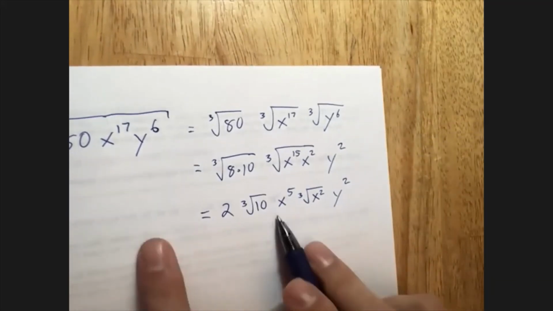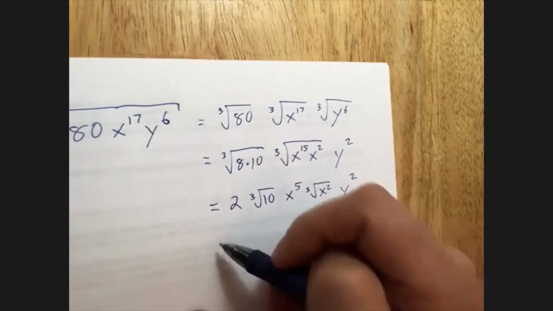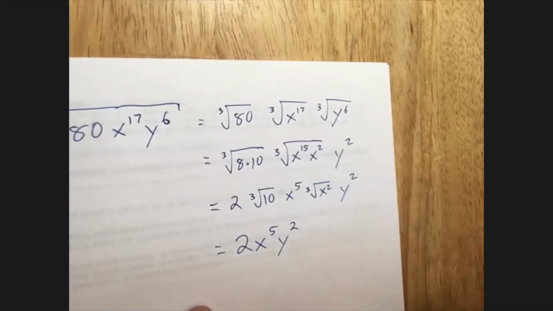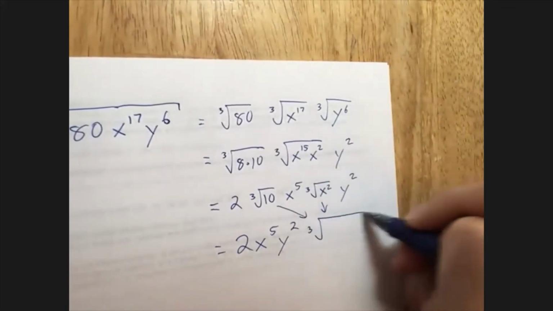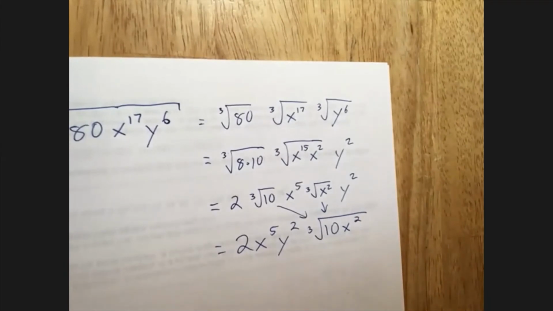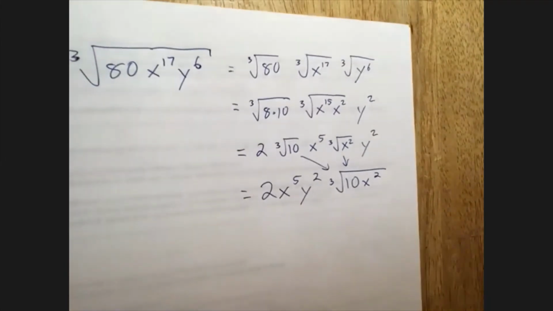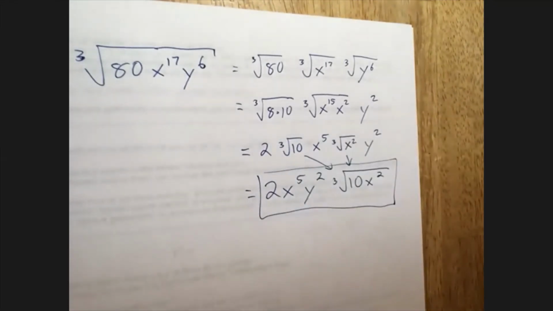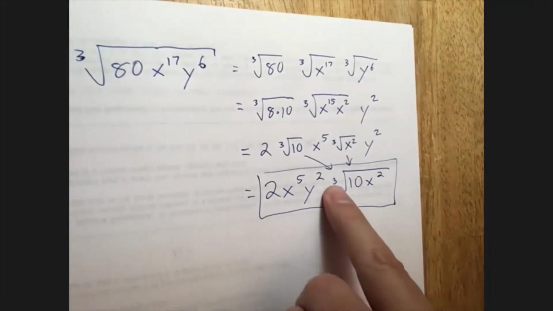And now we collect all the terms that aren't under radicals on the left. So 2 x to the 5th, y squared. And I move all the other radicals to the right, and I combine them back together. So the cubed root of 10x squared. And so that's my final answer. So we're just looking for multiples of this number, really, as exponents.